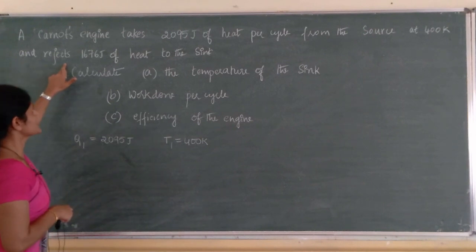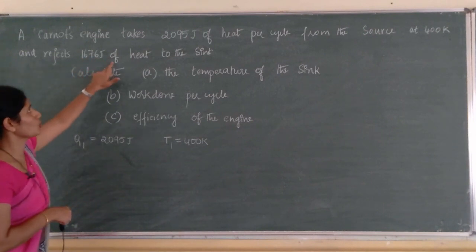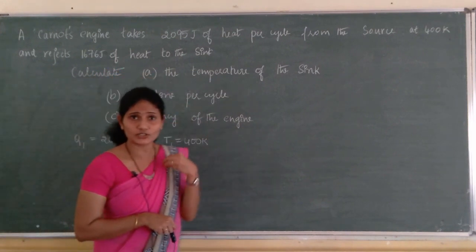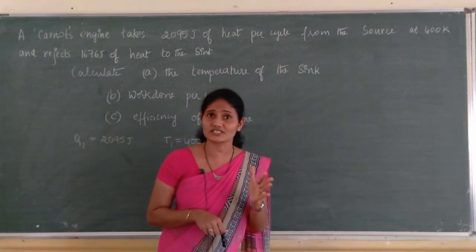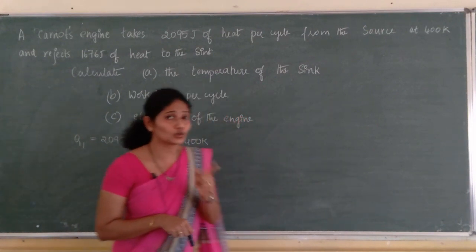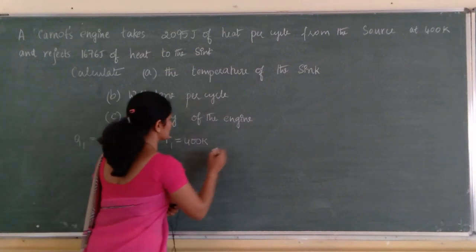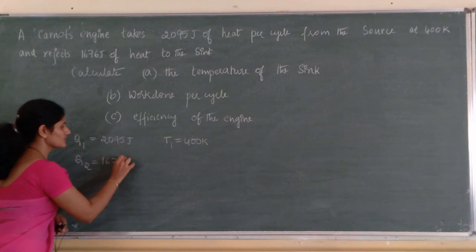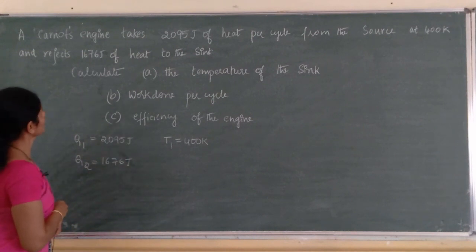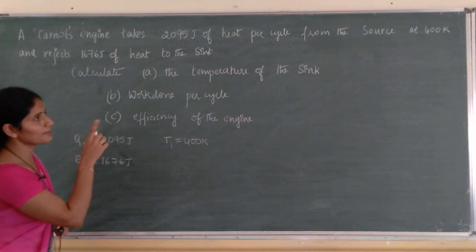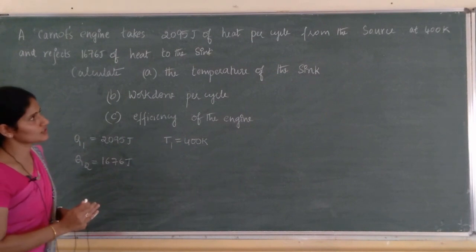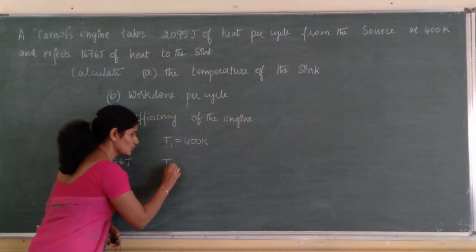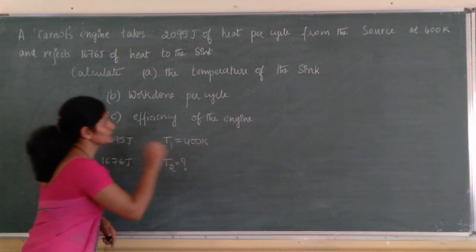Next, what is given? And rejects 1676 joule of heat to the sink. Heat energy rejected to the sink is 1676 joule. That means Q2 is given. So, Q2 is equal to 1676 joule. Calculate the temperature of the sink. Temperature of the sink or the temperature of the cold reservoir is represented by T2. So, we have to calculate the value of T2.